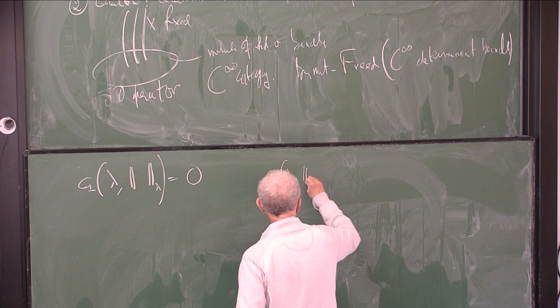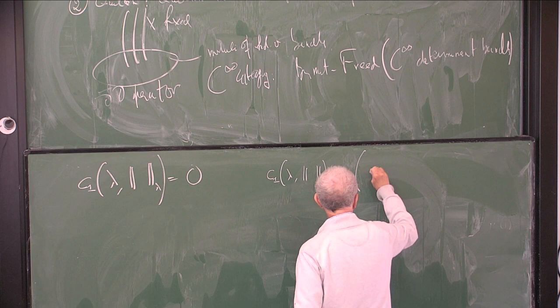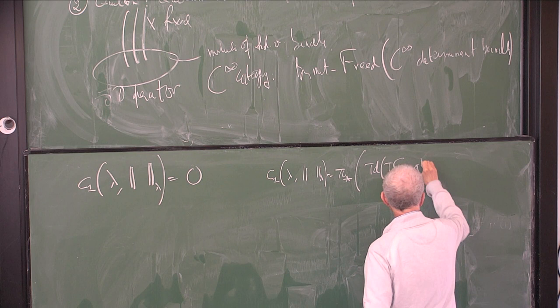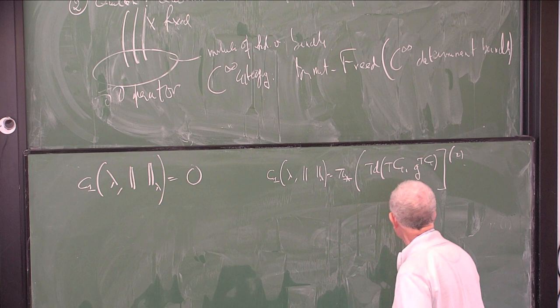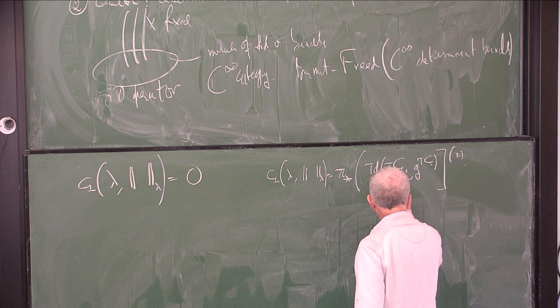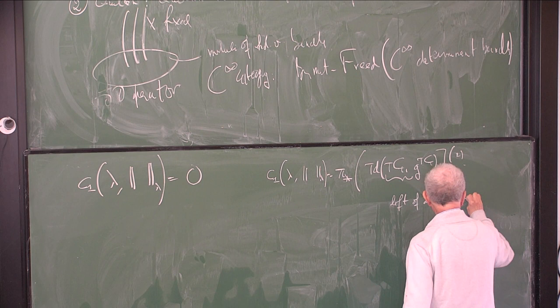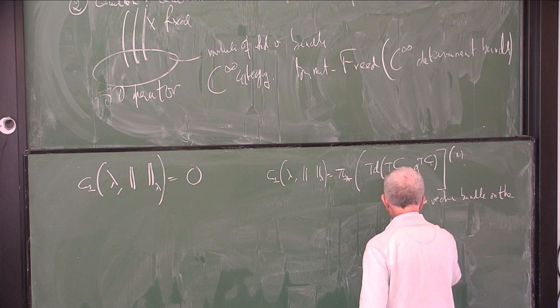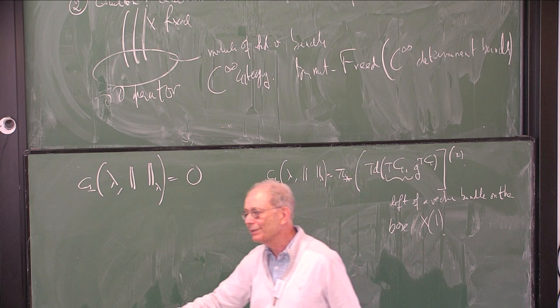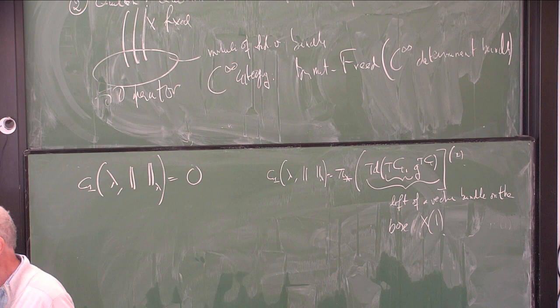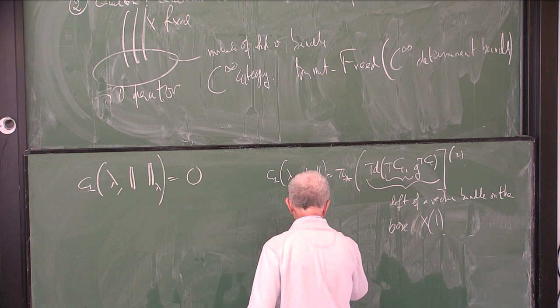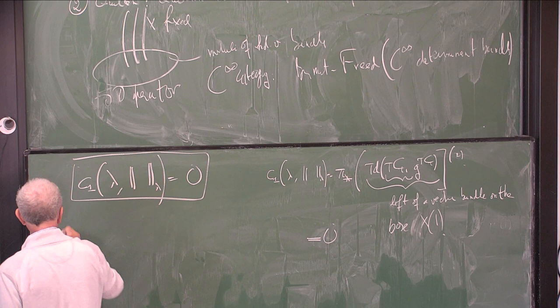I'm just saying that this is pi star of the Todd form of T_C tau equipped with its metric, in degree 2. However, in this case the tangent bundle to the fiber is just a lift of a vector bundle on the base, on the base X of 1. What this means is that the tangent bundle is fiberwise trivial. So in other words, this Todd form is a lift of a form on the base. If you integrate the lift of a form along the fiber, you get 0. So what this says is that the bundle lambda, equipped with its metric, is flat.